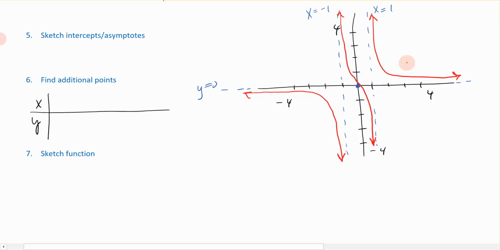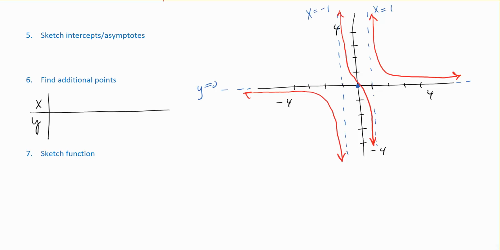If I wanted to get a little more particular with my graph, I might be asked to find some additional points to sketch it if I were sketching it by hand to make it look really nifty. You are going to be asked to do this on the computer, so let's go through how I might find these additional points. I know that I have an asymptote here, and I might want to find what are some points to the left of that asymptote.